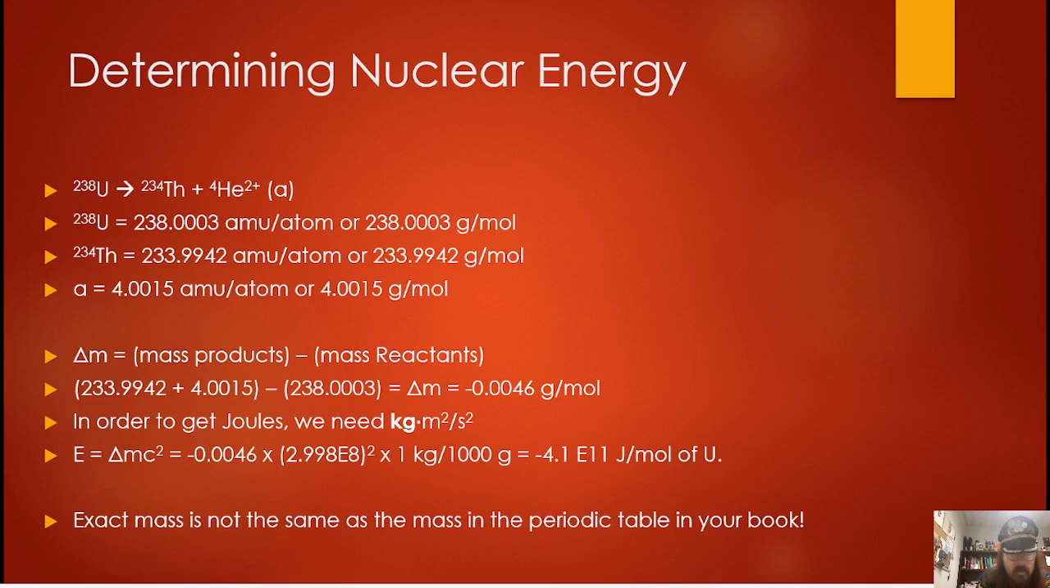So if we add those together, the thorium plus the alpha particle, the total mass is 237.9957, not 238.0003. So if we take the mass of all the products and subtract the mass of all the reactants, we find out the mass defect is only 4.6 milligrams per mole of reaction.